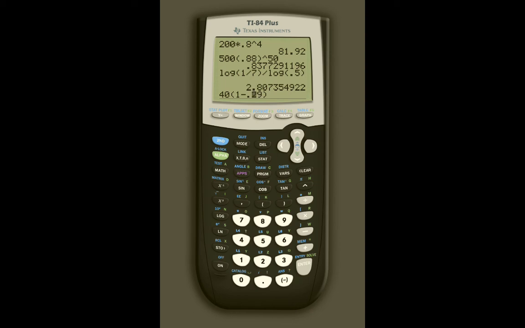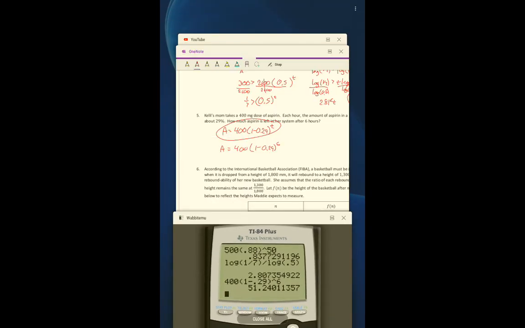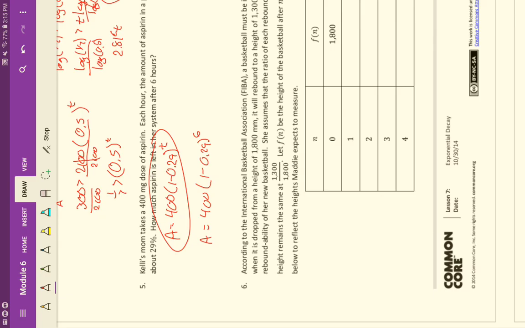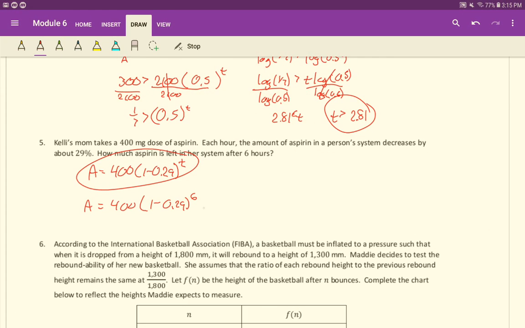Oops, I missed a 0. To the 6th. So about 51.24, we'll say. And that'll be milligrams. Okay? In the next video, we will take a look at number 6 about basketballs.